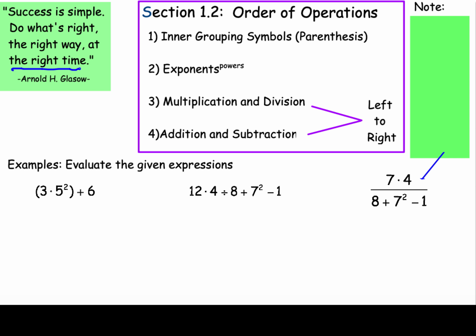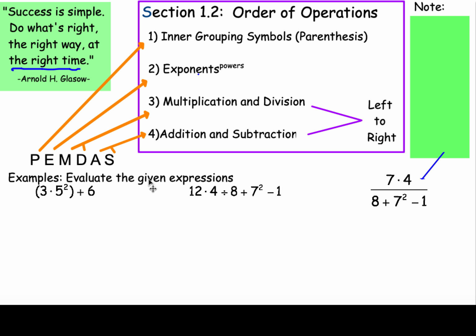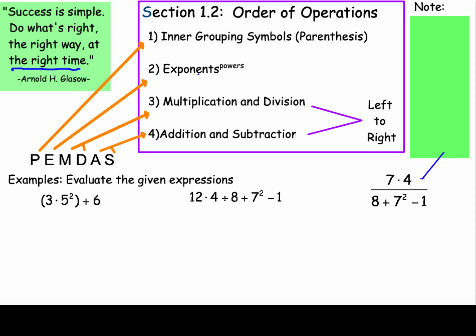When we're thinking about the order of operations, some people like to call it PEMDAS, just because we do talk about, again, parentheses being the most popular of the grouping symbols, followed by exponents, multiplying and dividing, again, kind of linked, and addition and subtraction. It's an easy way to remember that order.